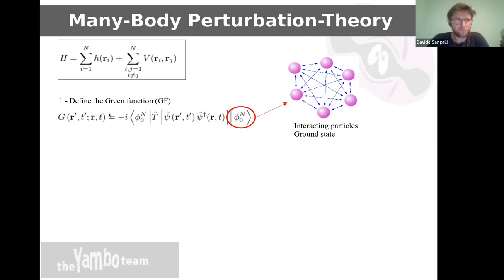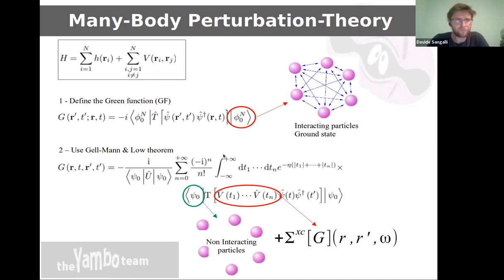However, the Green function is defined as the expectation value of the full interacting wave function. So from the definition, you don't gain much because you still need to compute the interacting ground state, which is a very complex object. But then within many-body perturbation theory, you take advantage of the Gell-Mann and Low theorem, and basically you rewrite this Green function as an expectation value of the non-interacting particle system. And this is something which you can compute easily.